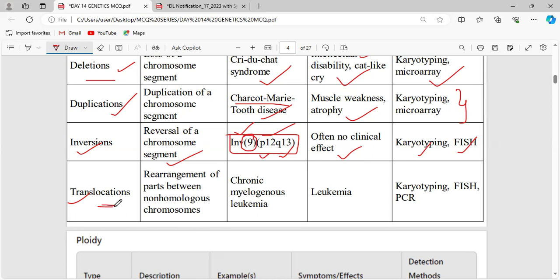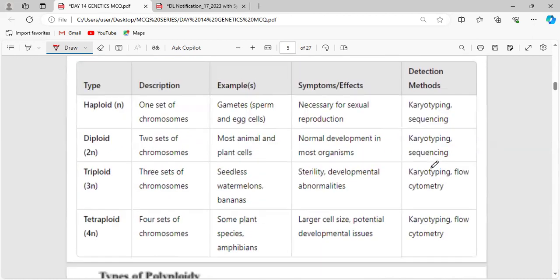In translocation, a segment of a chromosome is rearranged between non-homologous chromosomes. The disorder associated with translocation is chronic myelogenous leukemia. A person will experience leukemia, which is related to blood cancer, with an abnormal WBC count. We can detect this disorder with karyotyping, FISH, and polymerase chain reaction.